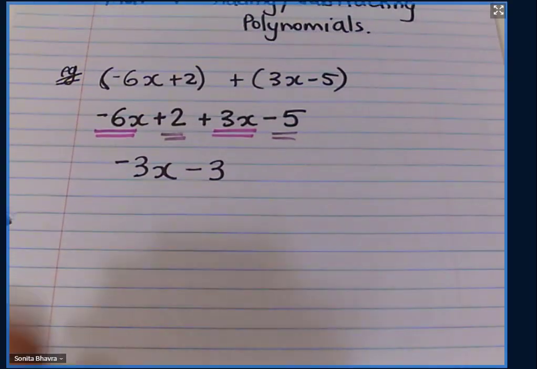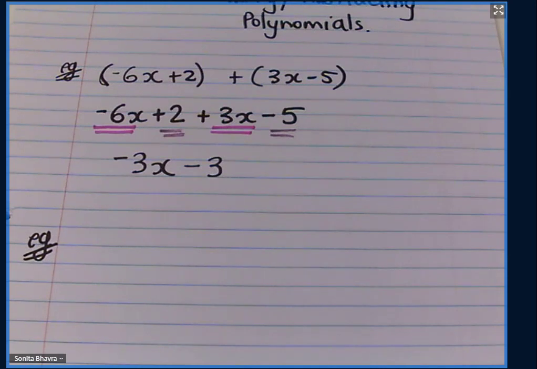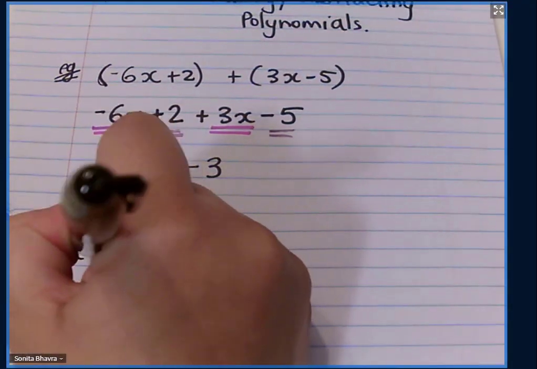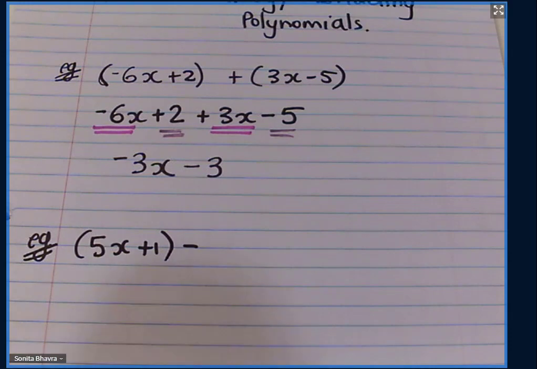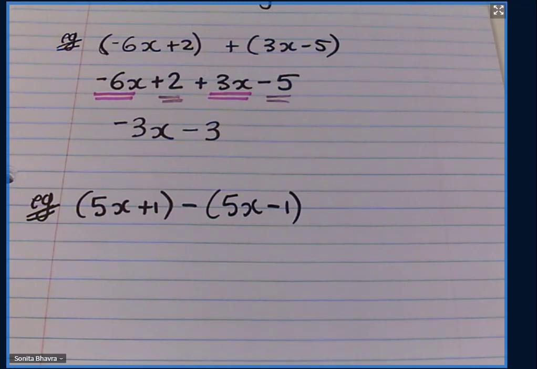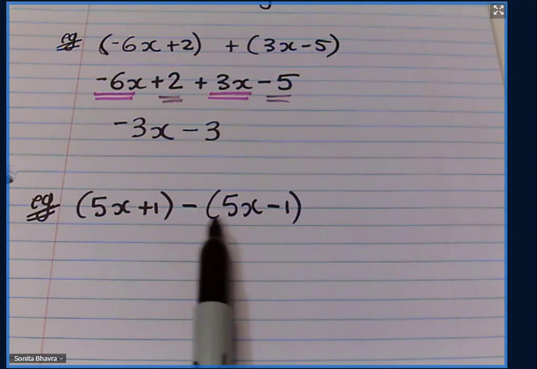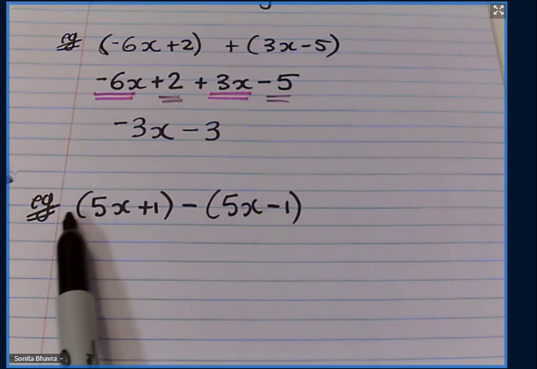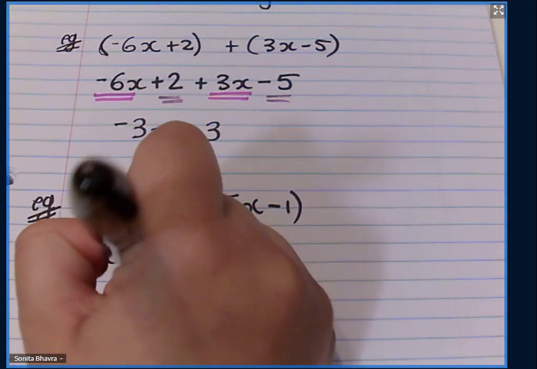All right, so that was an addition question. The next one we're looking at is a subtraction question. So here we have 5x plus 1 minus 5x minus 1. All right, so recall here that this subtraction is going to apply to everything inside of this second bracket. There's nothing in front of this first bracket, so we can just open that bracket up just like normal. So 5x plus 1.